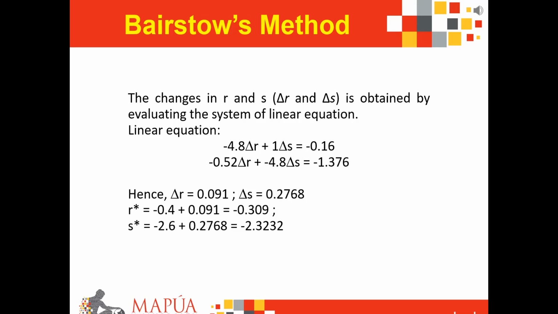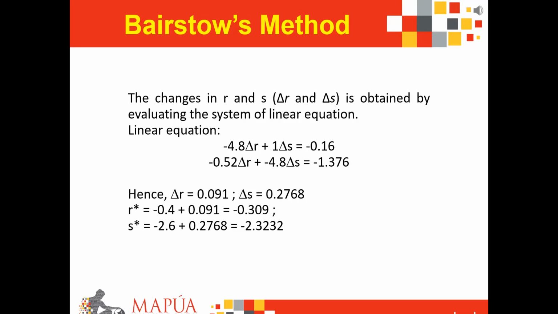Solving then for your new value of R gives us the previous value, which is -0.4, plus the change in value, which is 0.091 in R, which gives us a new value of R to be -0.309, and a new value of S to be the previous S, having a value of -2.6, plus the change in S, which is 0.2768, gives us -2.3232.